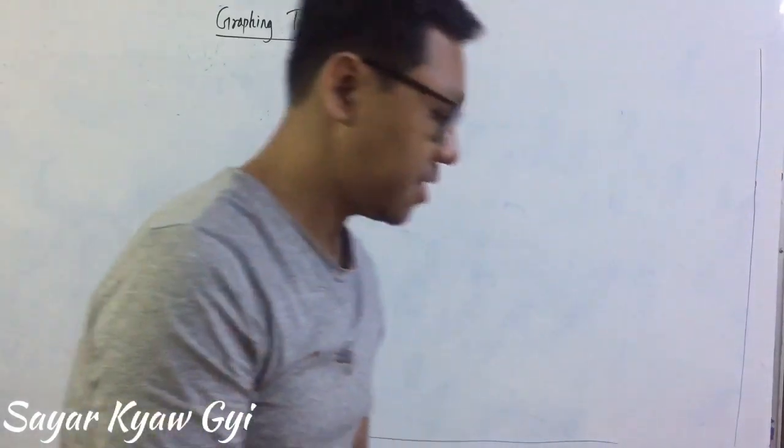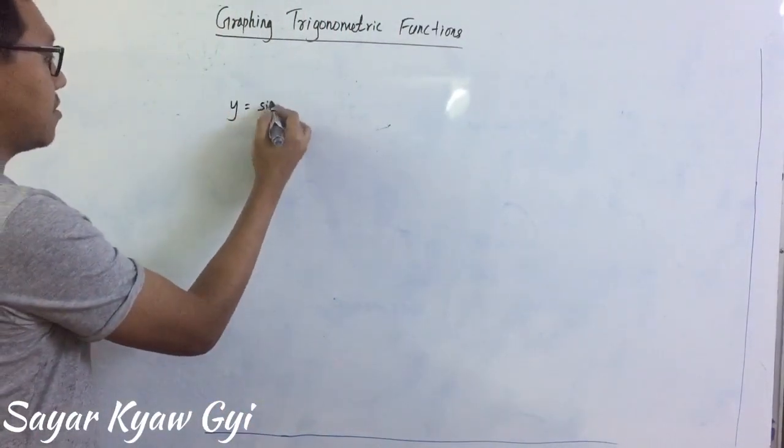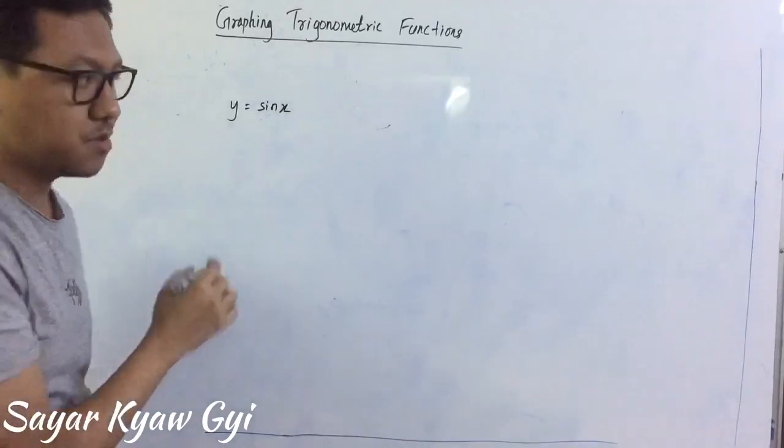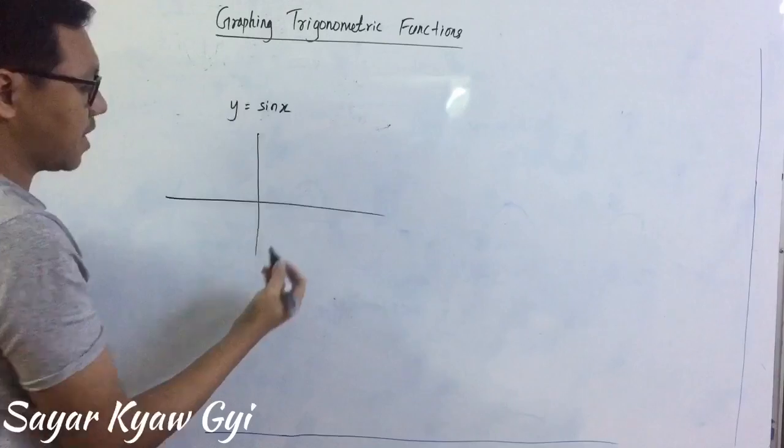Okay, let's get to it. So first, I want to draw y equal to sine x. This is the parent function. You need to know this first before you draw the graph for more complex equations.